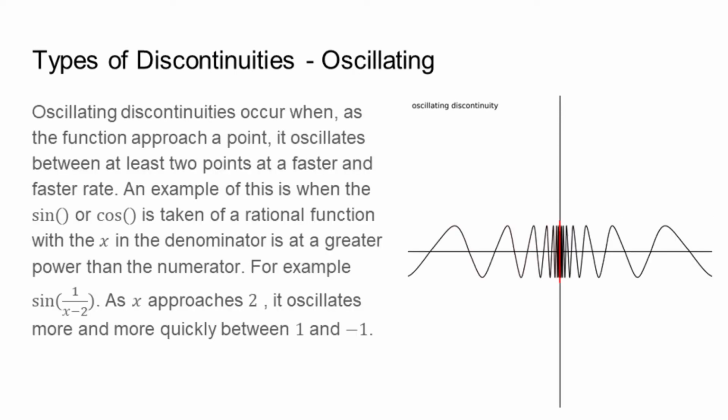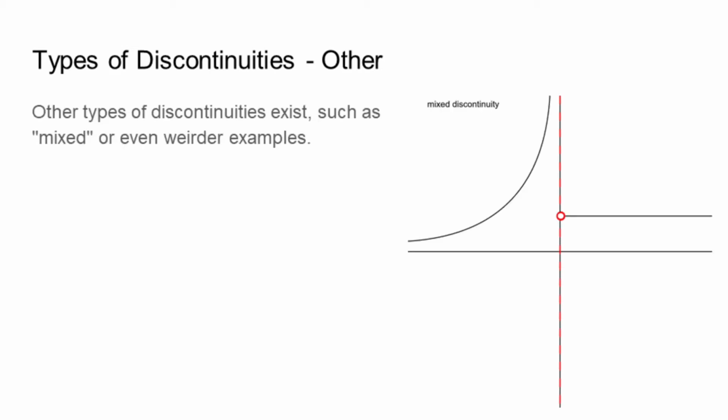Oscillating discontinuities. Oscillating discontinuities occur when, as the function approaches a point, it oscillates between at least 2 points at a faster and faster rate. An example of this is when the sine or cosine is taken of a rational function when the x in the denominator is at a greater power than the numerator. For example, sine of 1 over x minus 2. As x approaches 2, it oscillates more and more quickly between 1 and negative 1. Other discontinuities. Other types of discontinuities exist, such as mixed or even weirder examples, but we won't show them here.